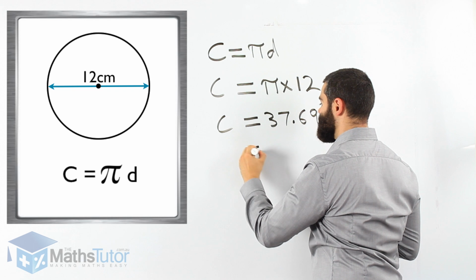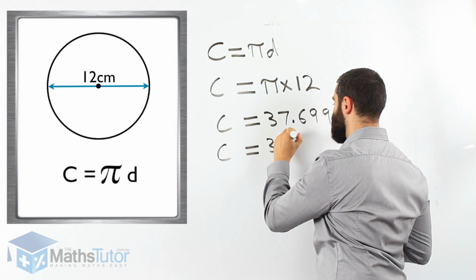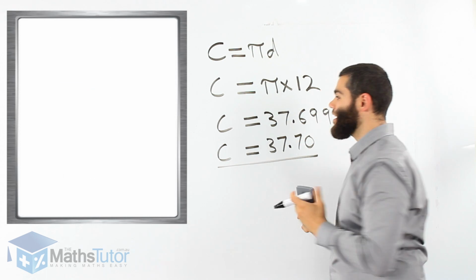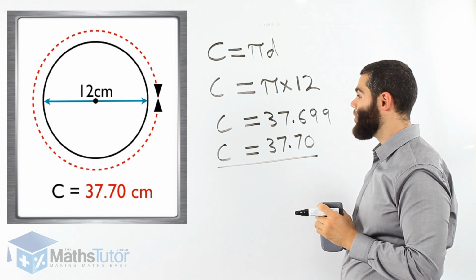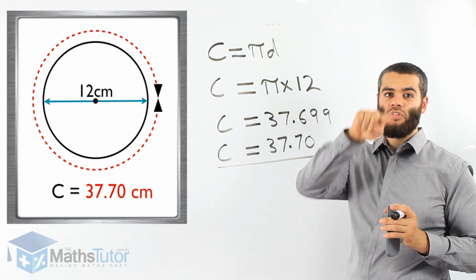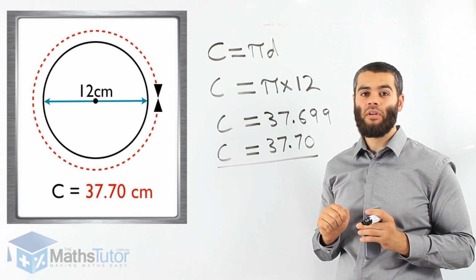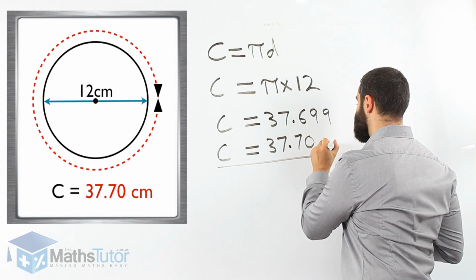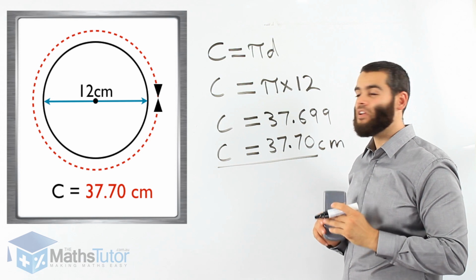37.699, and we're just going to write it to 2 decimal places, 37.70. This is our answer. So the circumference of this circle is 37.7 centimeters. So the surrounding around, which is the boundary of this circle that has a diameter of 12 centimeters, is actually 37.70. And of course, we write our units, centimeters. This is our answer to 2 decimal places.